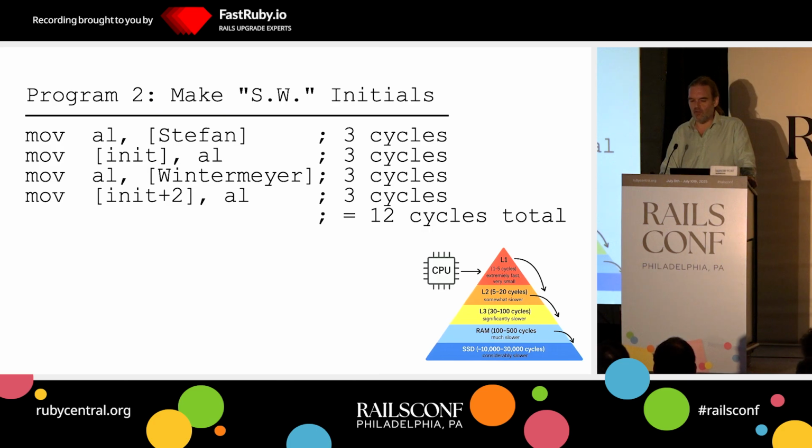This is the assembler code for the SW initial example. That takes 12 CPU cycles. So that's not fast enough for L1, but we are already in L2 land. So depending on your application and your situation, I wouldn't even bother about caching that either, because it's so easy and so cheap to calculate in the CPU. Why should we cache it?